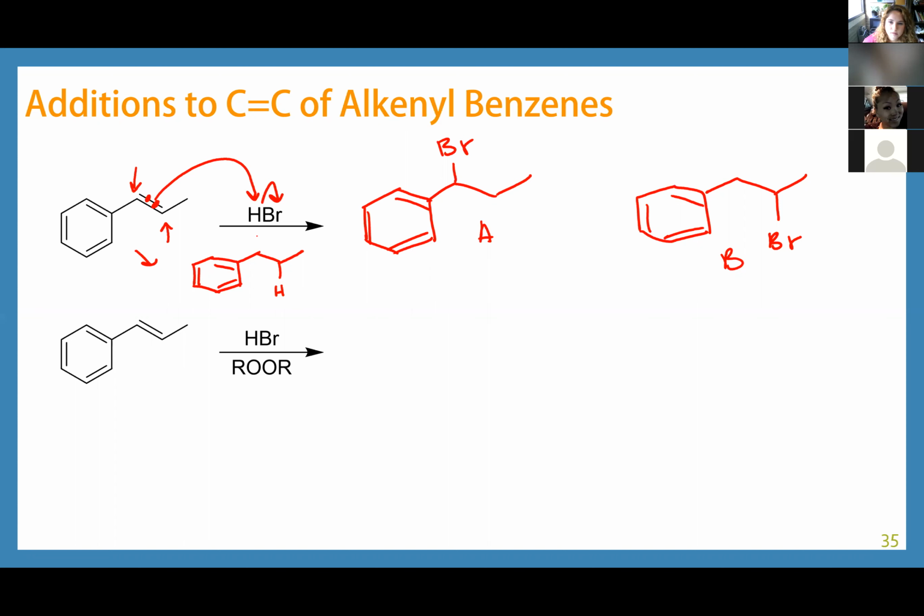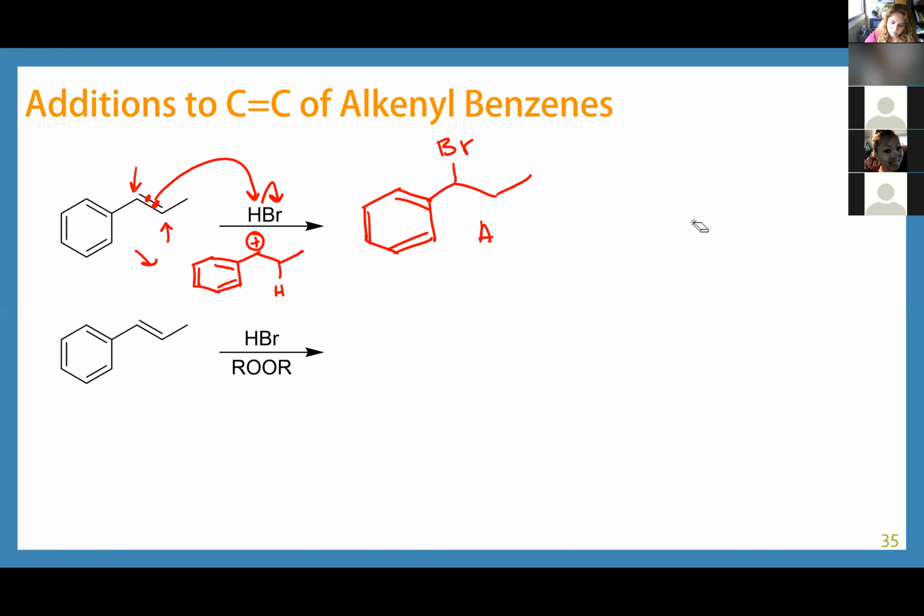So it leaves the benzylic position available for the bromine? Yes, so we end up with the carbocation in the benzylic position, and that carbocation is more stable than the one that leads to product B because it is benzylic. So this is the carbocation that leads to product B. So we're going to go with product A because it goes through the benzylic carbocation.